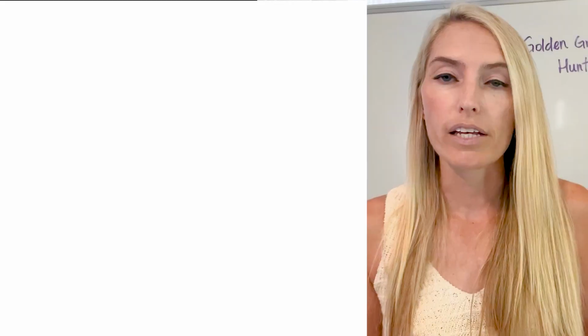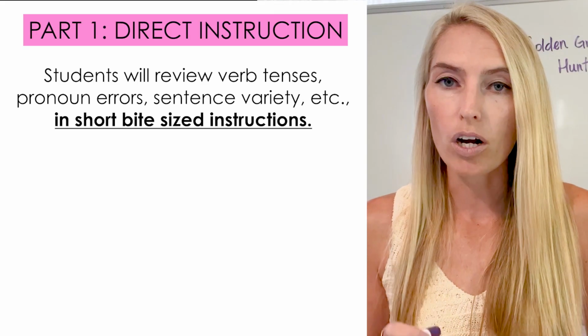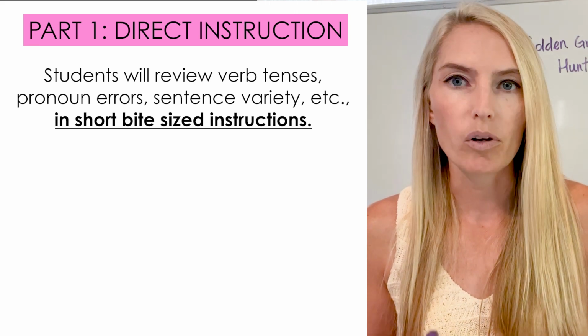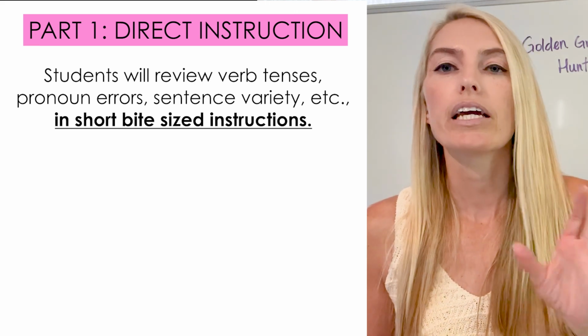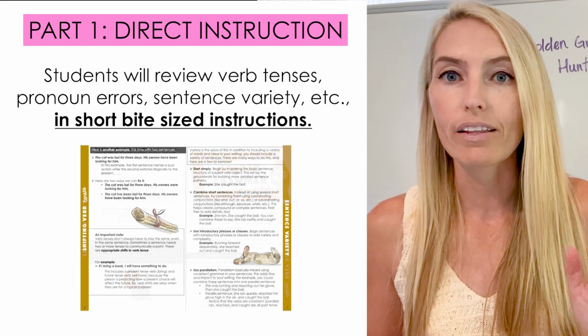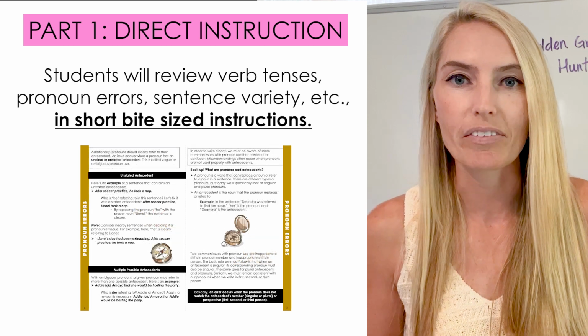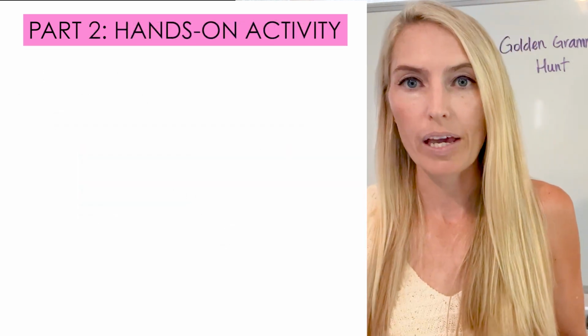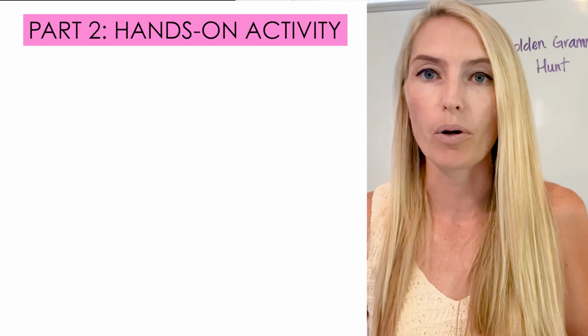So part 1 is all about direct instruction. In part 1 of this particular lesson, students will review verb tenses, pronoun errors, sentence variety, etc. in short bite-sized examples. And it's all done in a really fun gold hunt themed booklet, like you can see on your screen right now. And then after the direct instruction, it's time for those hands-on activities, right? Those games that students are going to participate in.